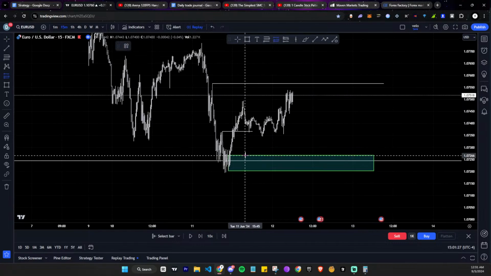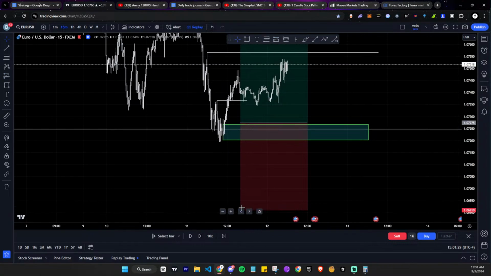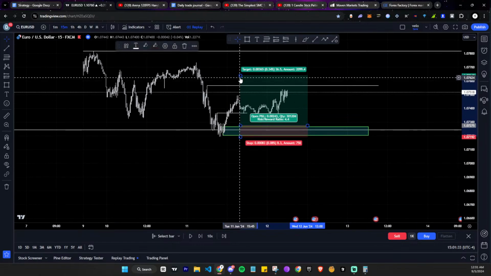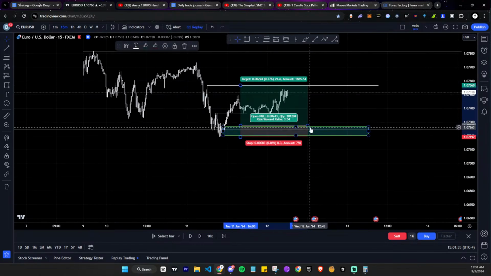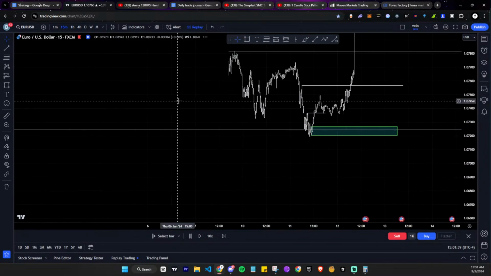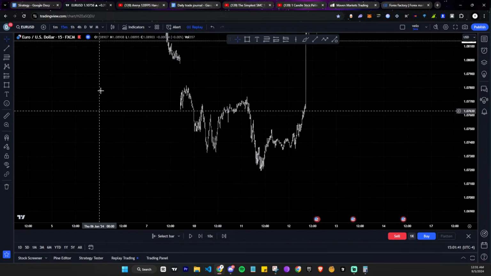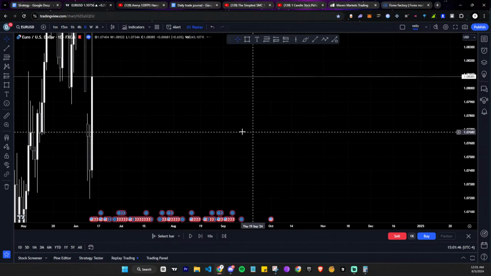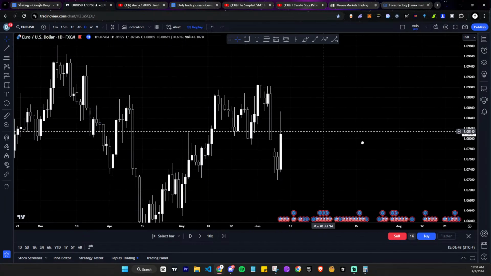Let's see if it hits this target. Seems like it's about to hit the target because it's breaking structure. Okay, there we go. Yeah, there we have it. So let me go back to the daily and let's see what's going on here.